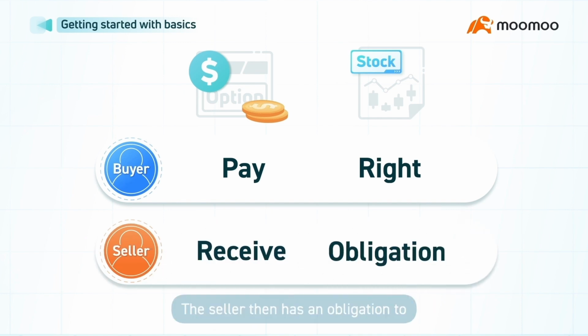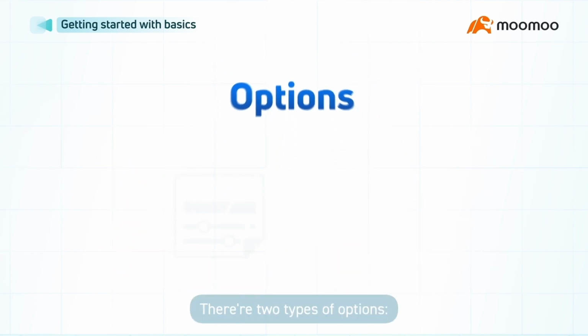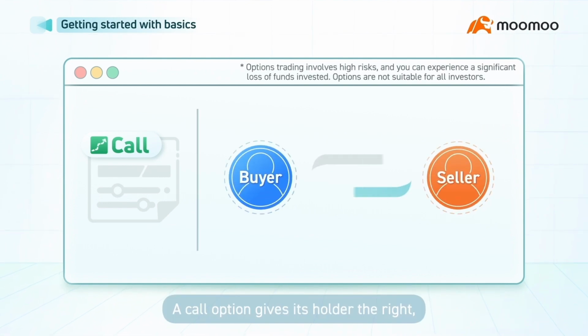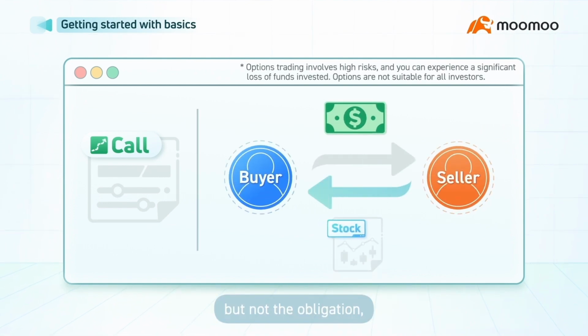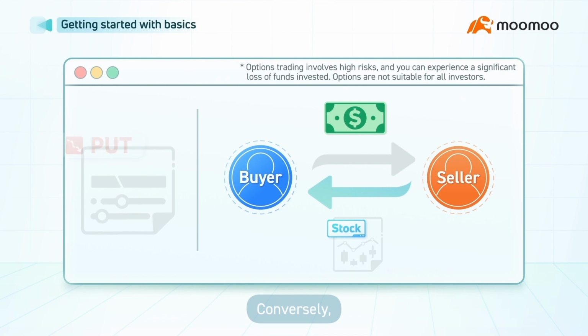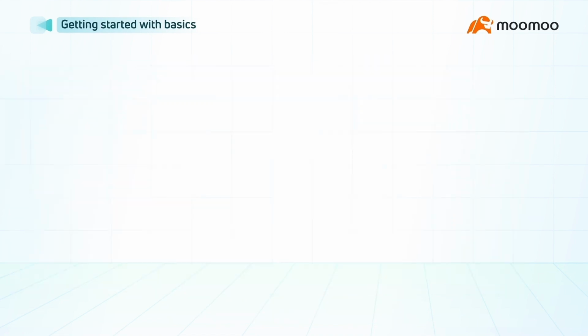The seller then has an obligation to buy or sell securities at an agreed price on or before a specified date. There are two types of options: calls and puts. A call option gives its holder the right, but not the obligation, to buy shares of the underlying stock at the strike price on or before its expiration date. Conversely, a put gives its holder the right, but not the obligation, to sell shares of the stock at the strike price on or before its expiration date.